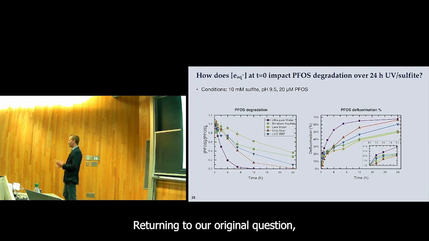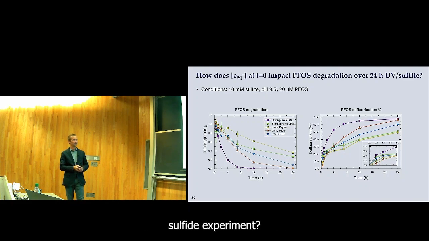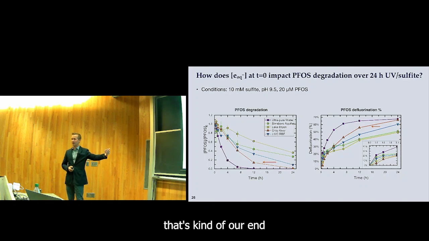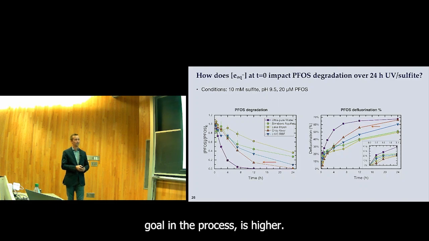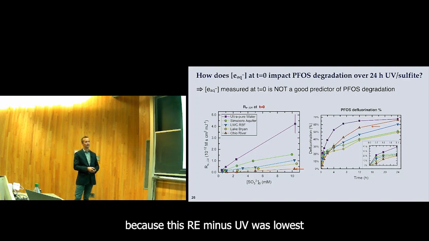All right, returning to our original question. How does the aqueous electron concentration at time 0 impact PFOS degradation over a 24-hour UV sulfite experiment? Well, PFOS at 8, 12, and 24 hours for Ohio River is lower, and the defluorination, which represents that ultimate conversion to fluoride, that's kind of our end goal in the process, it's higher. That's unexpected. That was really surprising to us because this RE minus UV was lowest. Outside of the ultra pure water, which clearly showed the best performance, this would be expected to be the worst.